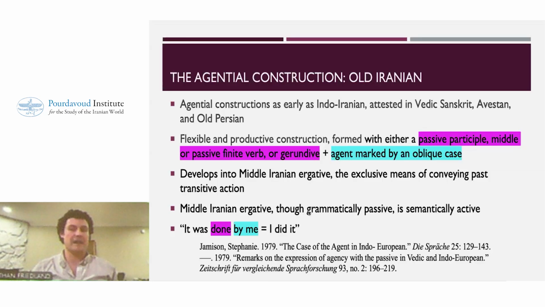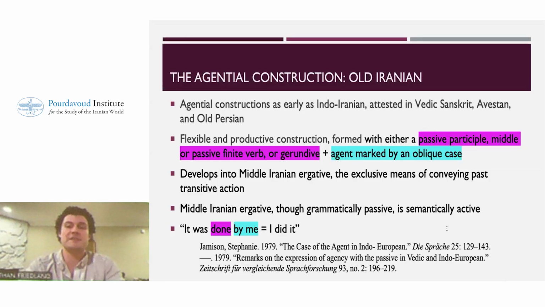Old Persian, perhaps the most recent attestation of Old Iranian, evinces a formulaic use of the agential due to the formulaic nature of the texts in question. Beginning in the late Achaemenid period, these Old Persian agentials would eventually develop into the Middle Persian ergative construction, which was the exclusive means by which Middle Persian conveyed past transitive action.